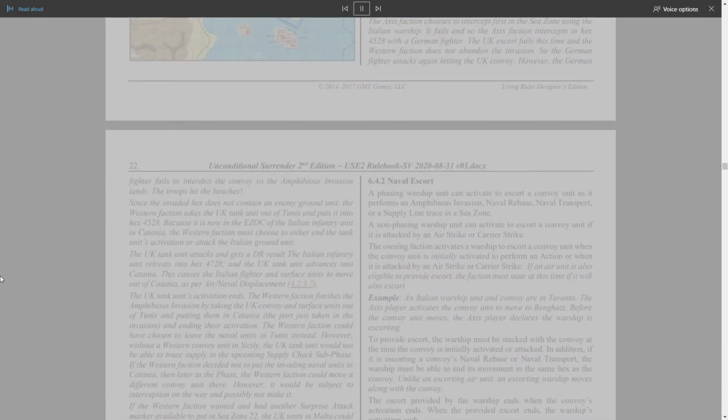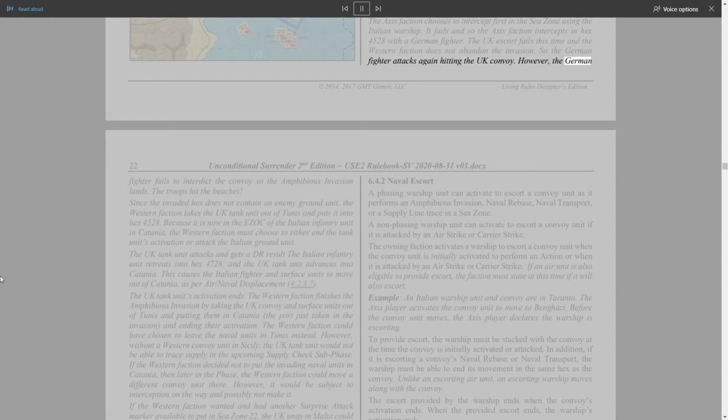The Axis faction chooses to intercept first in the sea zone using the Italian warship. It fails, and so the Axis faction intercepts in Hex 4528 with a German fighter. The UK escort fails this time, and the Western faction does not abandon the invasion. So the German fighter attacks again, hitting the UK convoy.